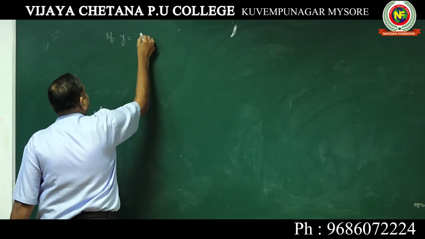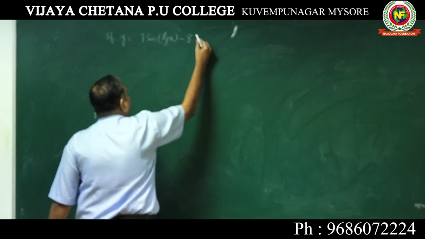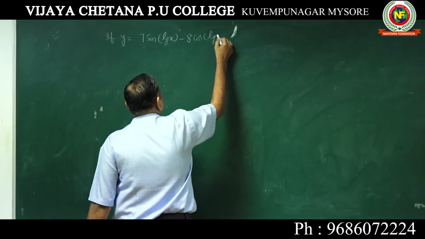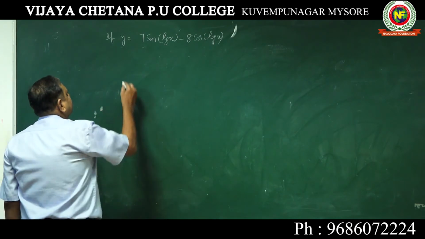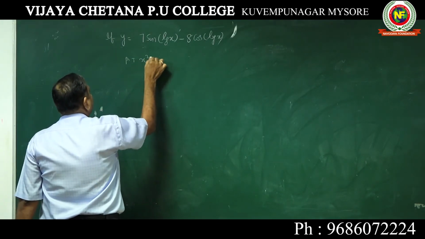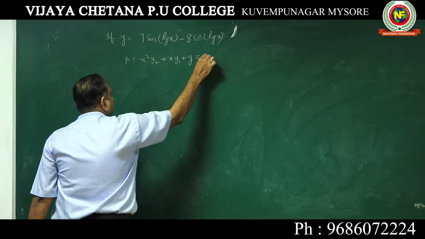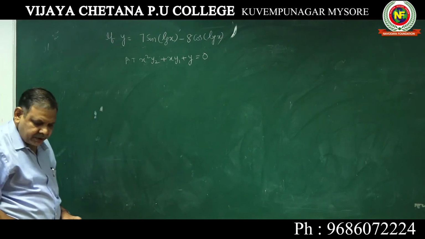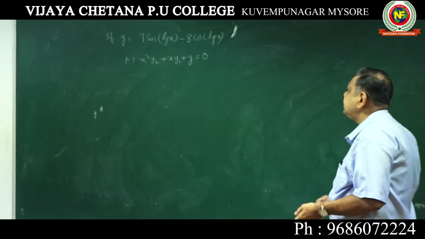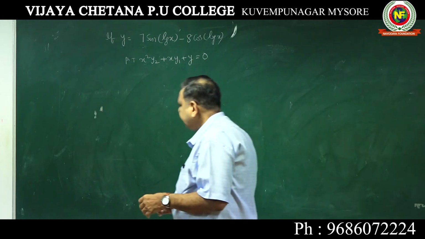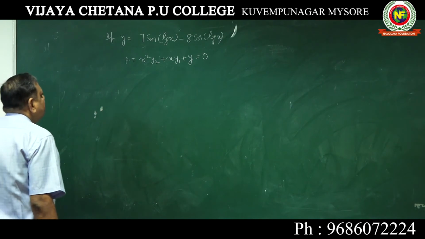If we do 7 sin log x minus 8 cos log x, take one more problem. If y is equal to 7 sin log x minus 8 cos log x, prove that x square y2 plus x y1 plus y is equal to 0. A very important question. Now take this. If y is equal to 7 sin log x minus 8 cos log x, prove that x square y2 plus x y1 plus y is equal to 0.